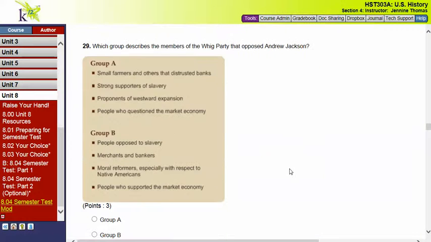Number 29, which group describes the members of the Whig Party that opposed Andrew Jackson? Group A, small farmers and others that distrusted banks, strong supporters of slavery, proponents of westward expansion, and people who questioned the market economy? Or was it Group B, people opposed to slavery, merchants and bankers, moral reformers, especially with respect to Native Americans, and people who supported the market economy? Who were people who were more likely to be members of the Whig Party that opposed Andrew Jackson? Group A or Group B?